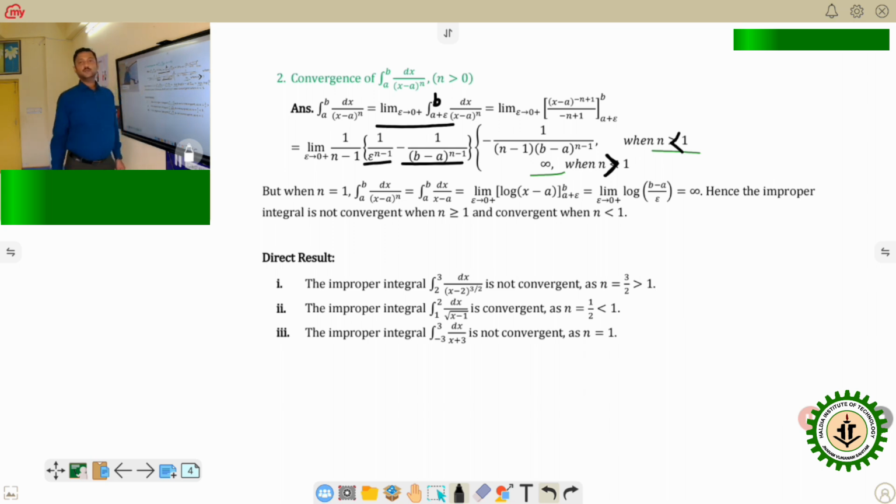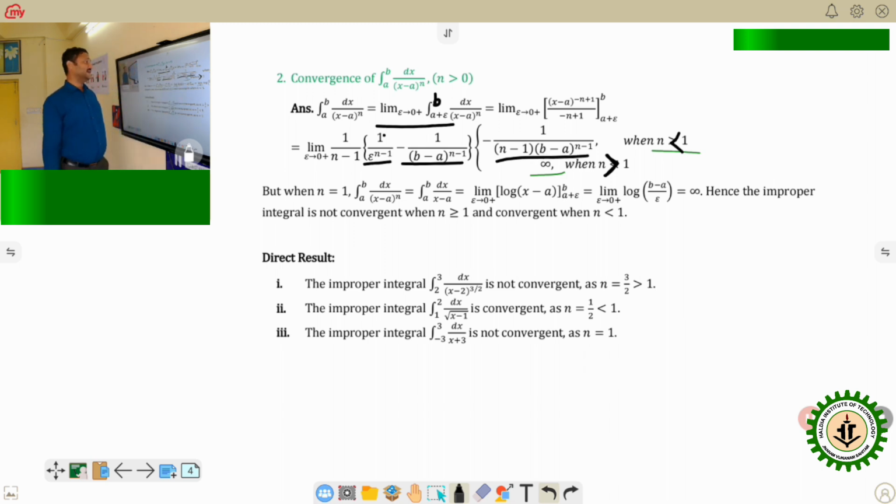having problem. So if n is less than 1, in that case epsilon will come in the numerator, and there as epsilon goes to 0, this portion is going to be equal to 0, and our limiting value of this limit will be minus 1 by n minus 1 into (b minus a) to the power n minus 1.